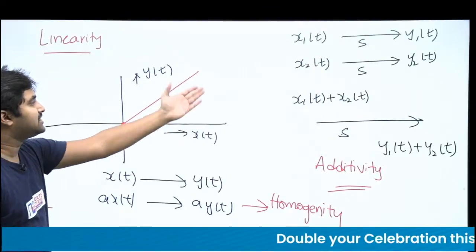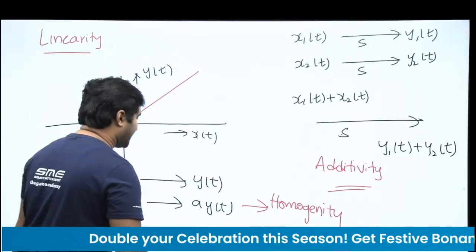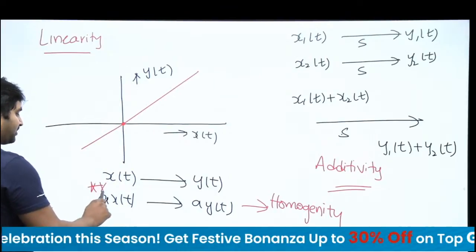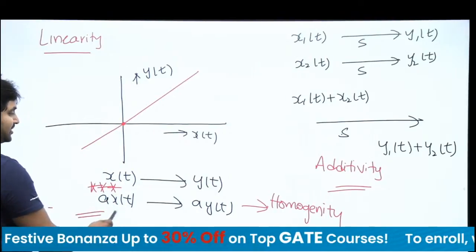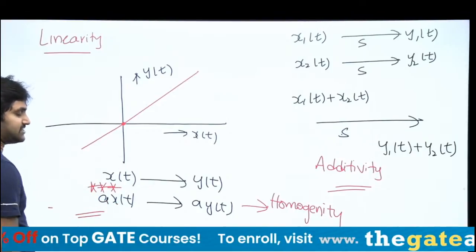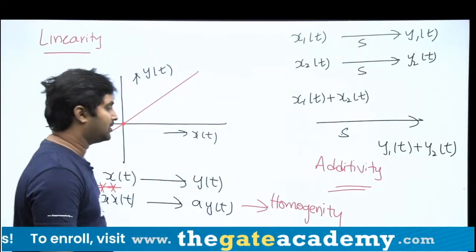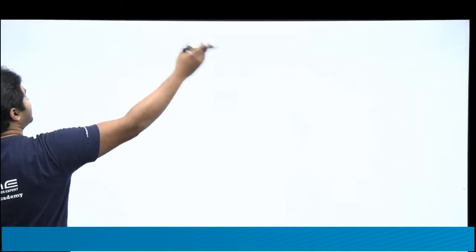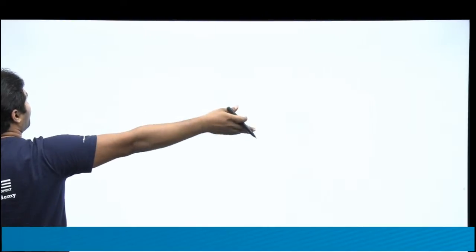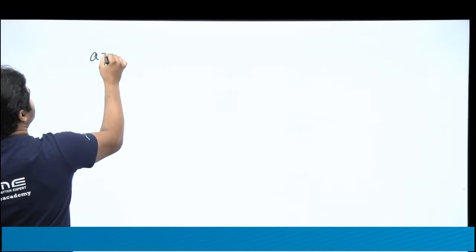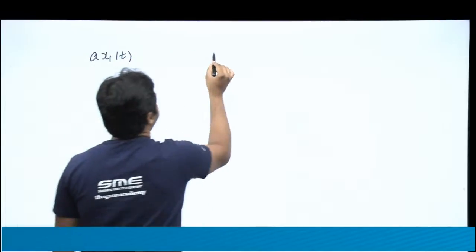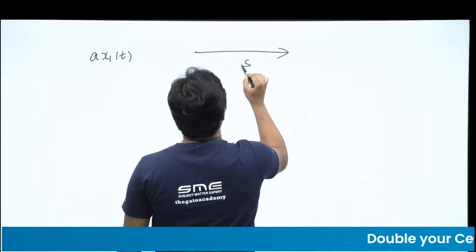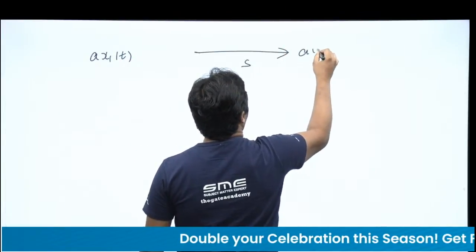Now when you combine these two properties, in the gate examination this is sufficient. If you are checking the homogeneity, it is sufficient in the gate examination. But as a superposition principle, you expect what? If x1 is leading to y1, x2 is leading to y2, then a into x1 of t has to lead to a into y1 of t.